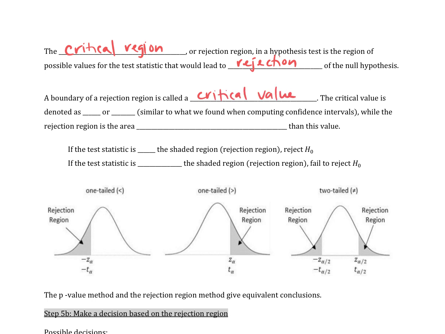Which is our Z stuff, right? That is Z star, that is correct. The critical value is denoted as Z star or T star. When we're using Z star, it's for proportions. We won't use this though, we'll use probability. So this is similar to what we found when computing confidence intervals, while the rejection region is the area more extreme than this value.